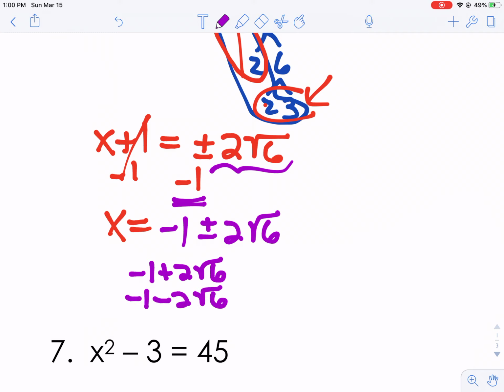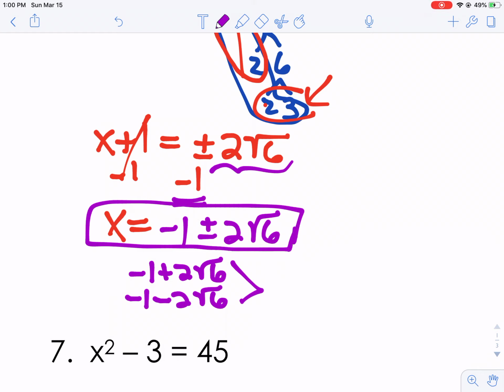But nobody in New York State requires you to list them separately. You are allowed to leave it with the plus minus and count that as your 2 answers. They're just put together instead of separate. You can write it either way. We don't care.